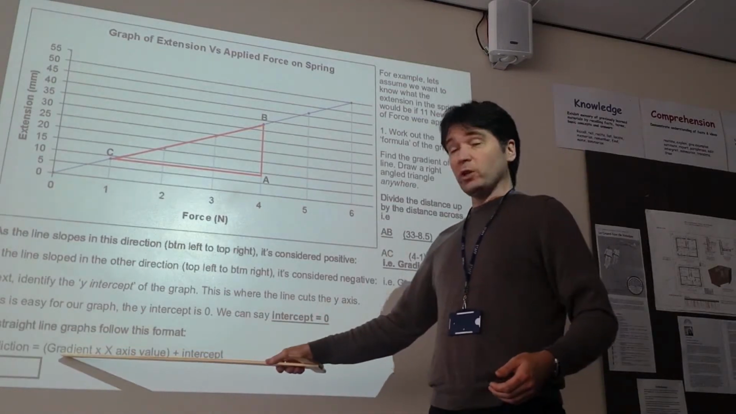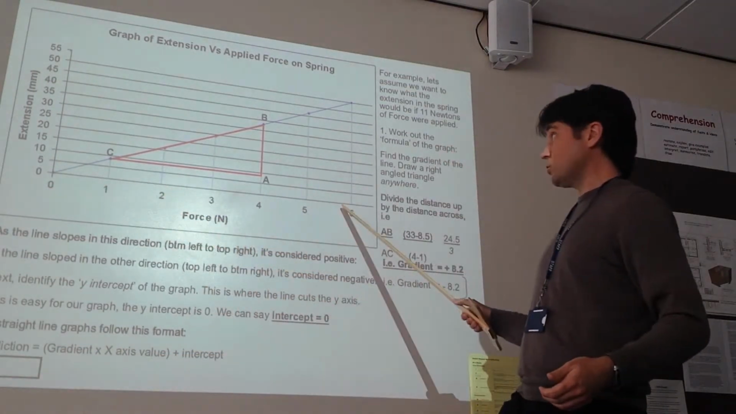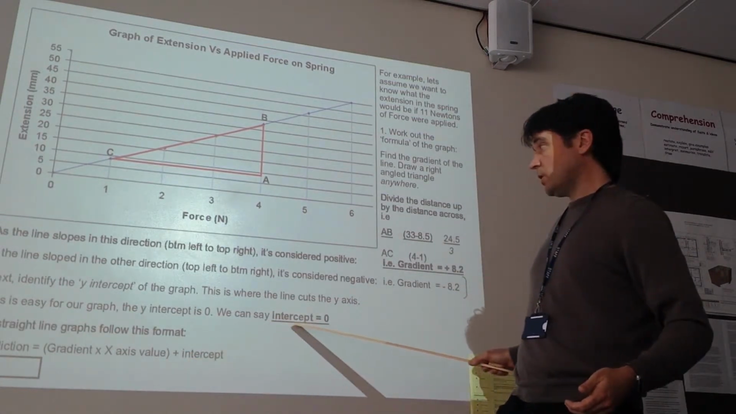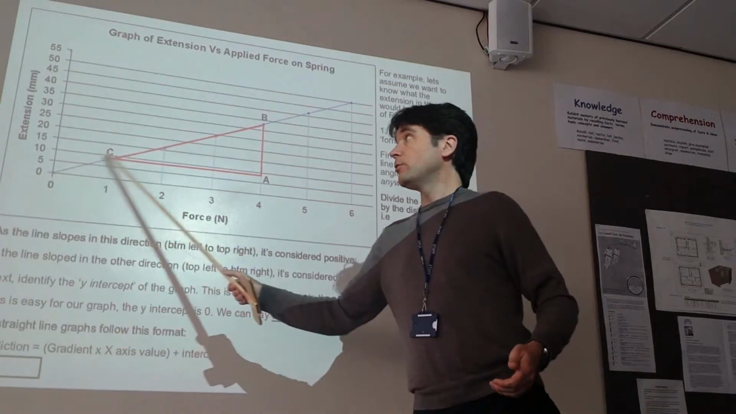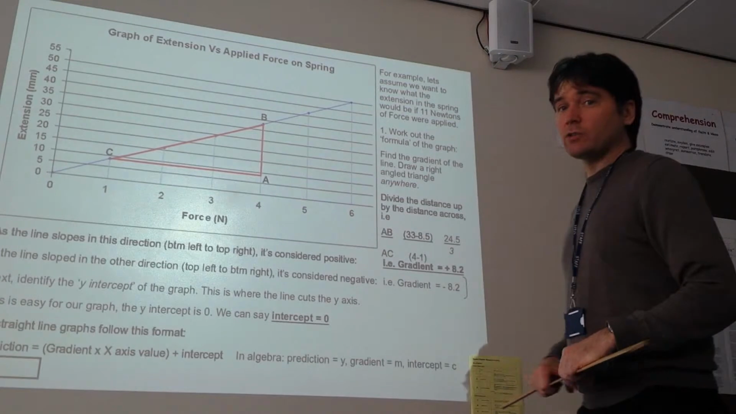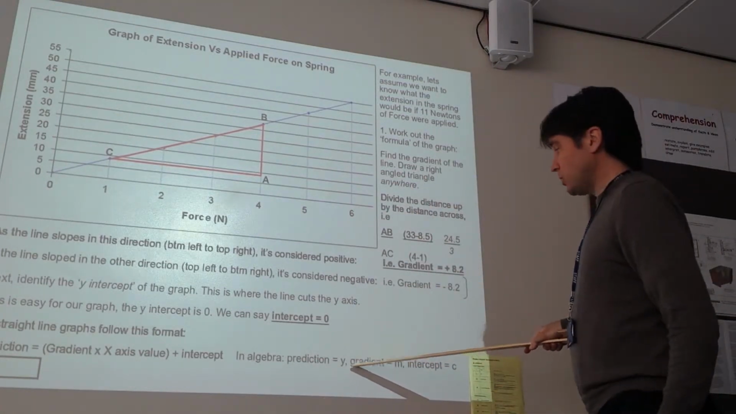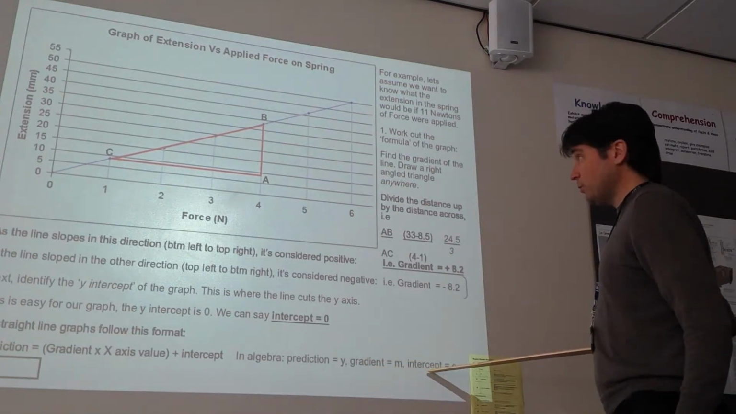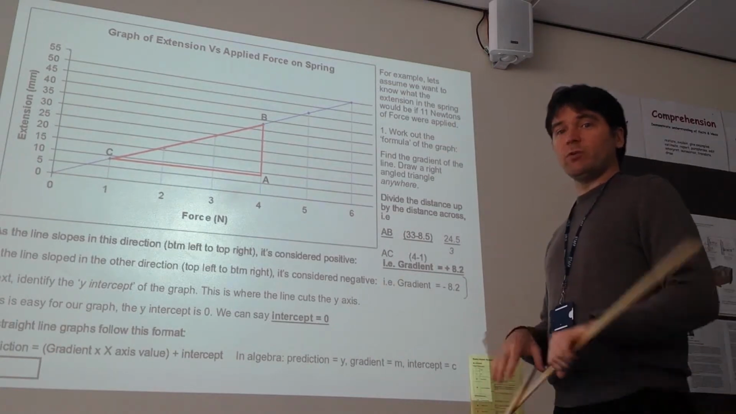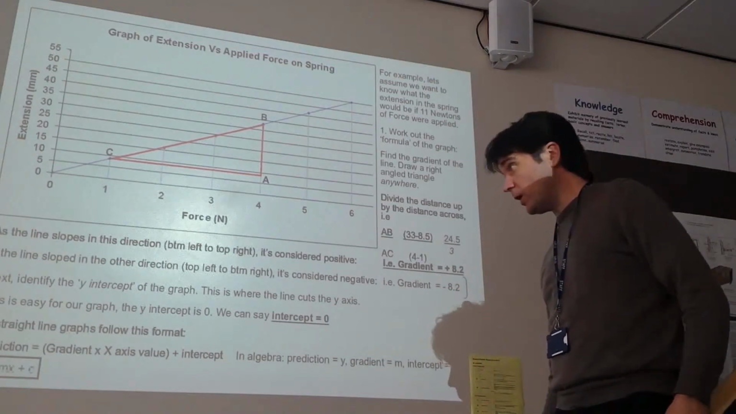So the gradient, we know, is 8.2. X-axis value, the value on this axis, well, we want to do it for 11. And then plus the intercept, and we've just worked out that the intercept is 0 from reading the graph. Now, of course, mathematicians like to use algebra to represent this. For gradient, they use the letter m, and for the intercept, they use the letter little c. Now just bear with this. If you're more comfortable using plain English, then fine, but you will see this formula everywhere.